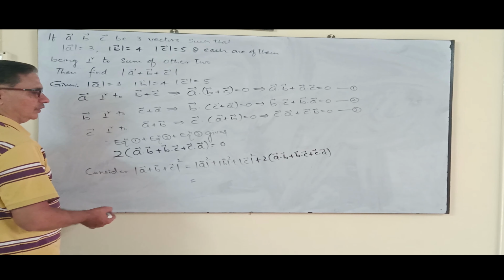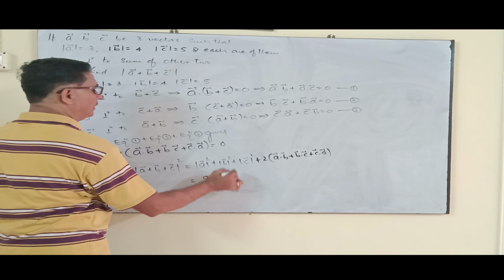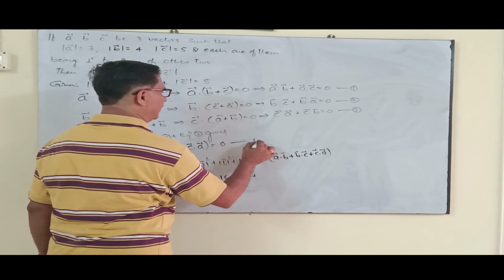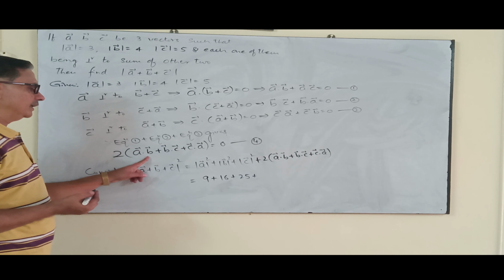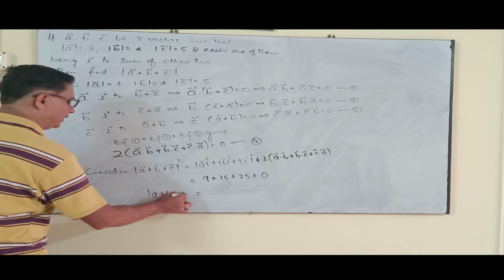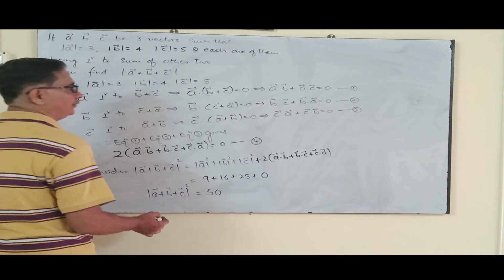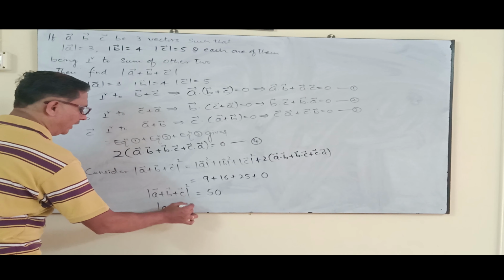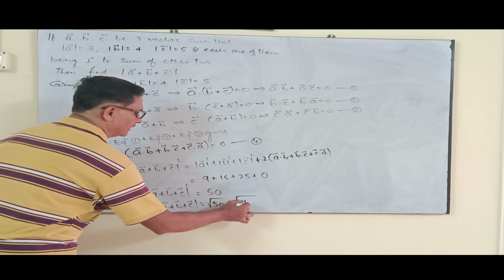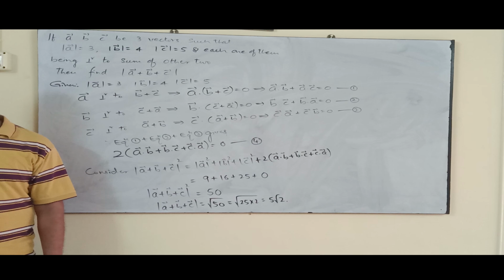Now this is equal to magnitude of A given as 3, square 9, magnitude of B is 4, square 16, magnitude of C is 5, square is 25, plus 2 times (A dot B plus B dot C plus C dot A), using equation number 4. What is that value? 0. Now the magnitude of A plus B plus C to the power of 2 is equal to 9 plus 16, 25, plus 25, 50. Now taking the square root on both sides, magnitude of A plus B plus C is equal to root 50. Root 50 can be written as root of 25 into 2, that is 5 root 2, which is the value of the magnitude of A plus B plus C.